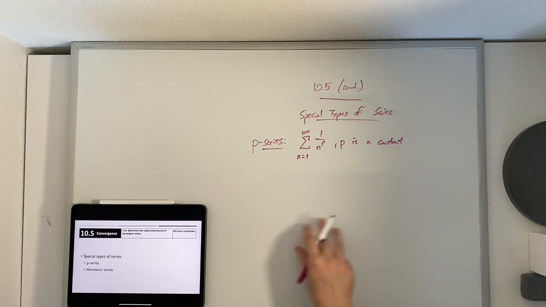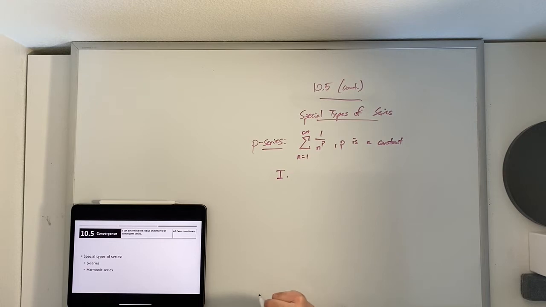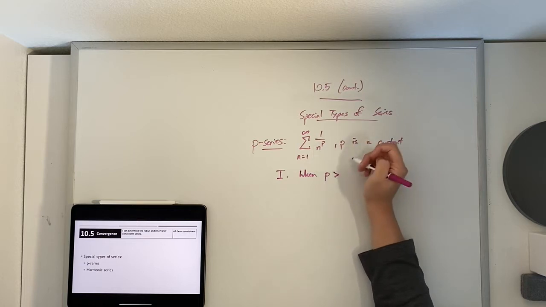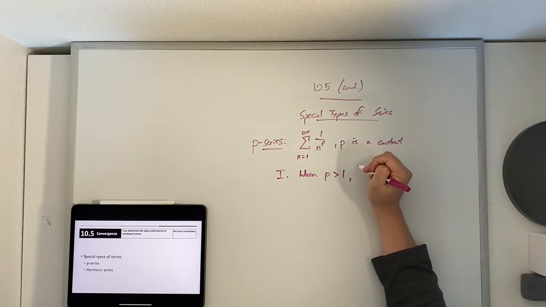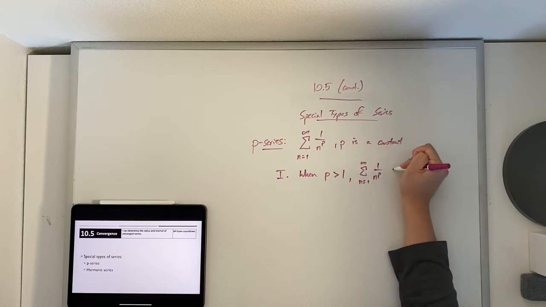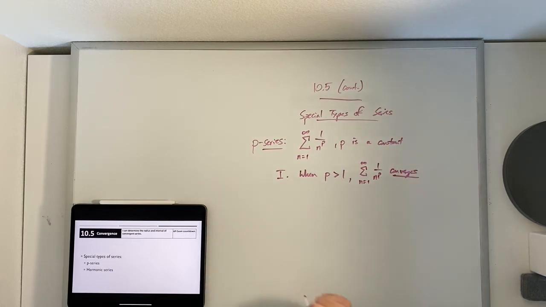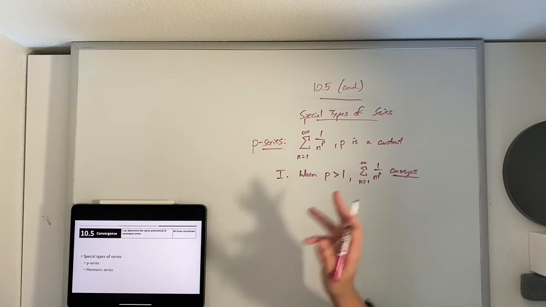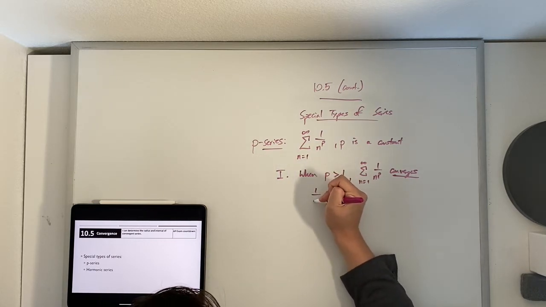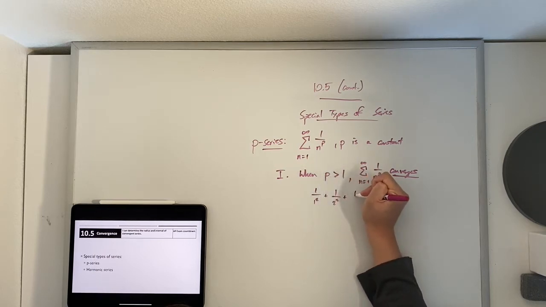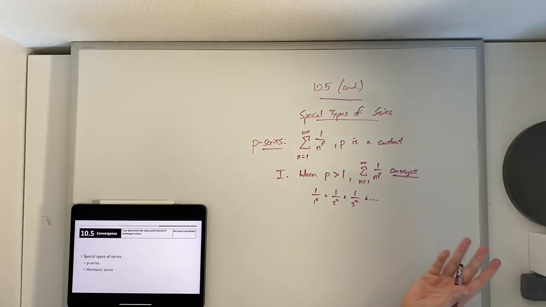So in this case, there's three possibilities. The first, when this p constant is greater than 1, then our series converges. When p is greater than 1, our series converges. So what does that kind of series look like? So for example, let's say p equals 2. If p equals 2, then we have 1 over, now n is 1, so 1 squared, plus 1 over 2 squared, plus 1 over 3 squared, and so on to infinity.